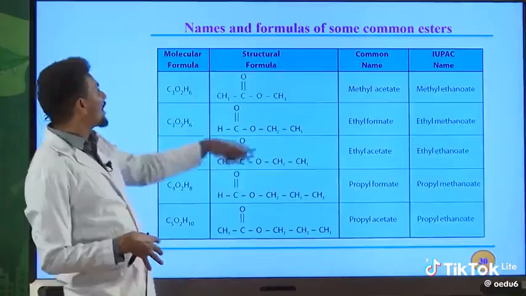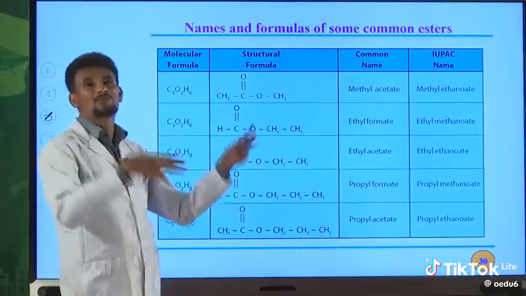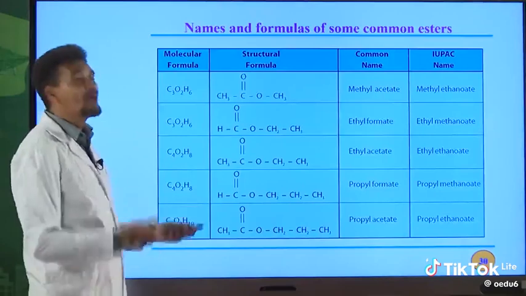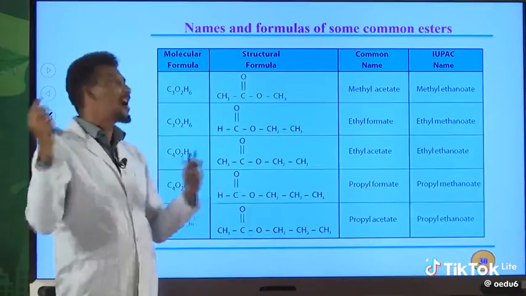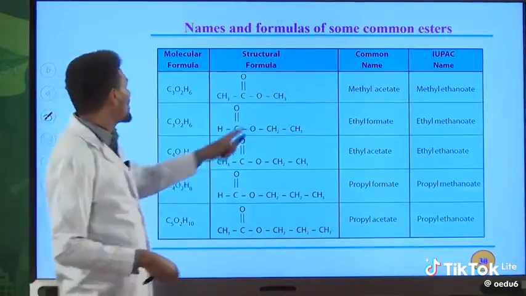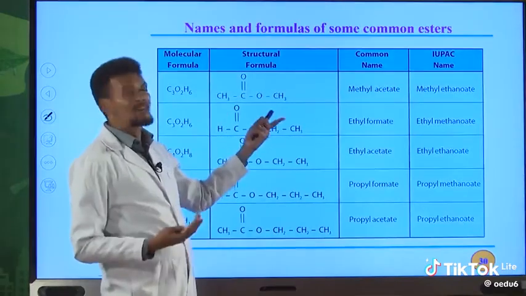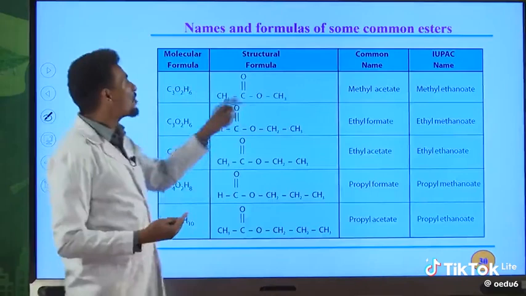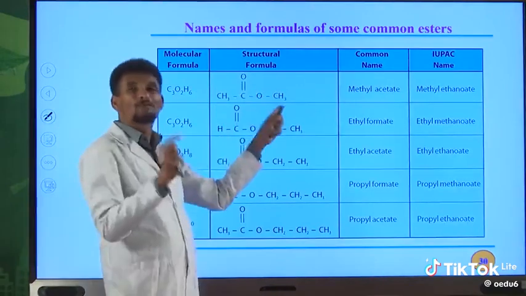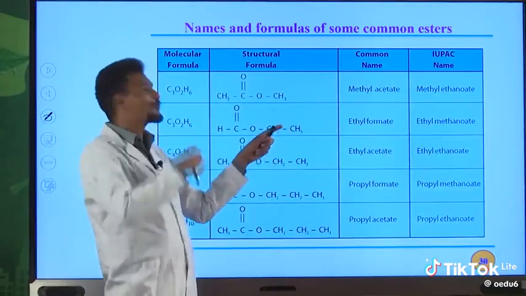So this is pear. We can also write the common names and IUPAC names of esters based on the common names and IUPAC names of carboxylic acids. So this part is derived from an alcohol, and this part is derived from a carboxylic acid. All the time, naming of an ester must start from the portion that comes from an alcohol.